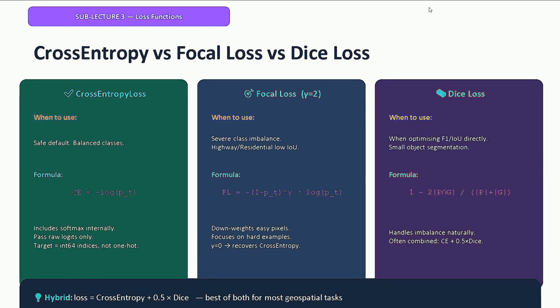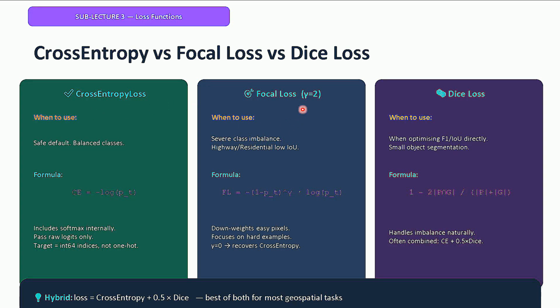Let's talk about loss functions. You have three good options. First, cross entropy loss. This is your safe default. Use it when classes are reasonably balanced. It includes softmax internally. Pass in logits. Target must be integer indices, not one-hot.